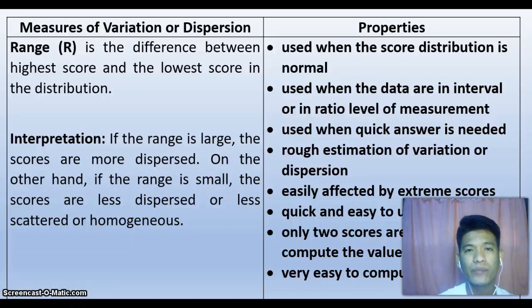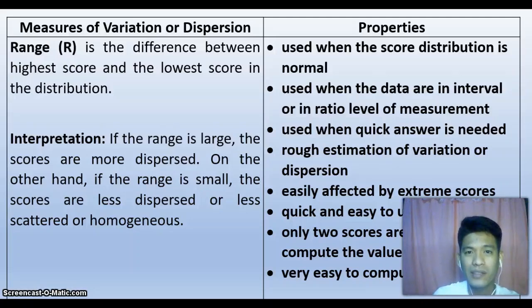And remember this one, the interpretation of range. If the range is large, the scores are more dispersed. What does dispersed mean? Meaning the scores are far from each other and far from the mean. On the other hand, if the range is small, the scores are less dispersed or less scattered or homogeneous. When we talk about less dispersed, less scattered, or homogeneous, the scores are around the mean, so it is near the mean.